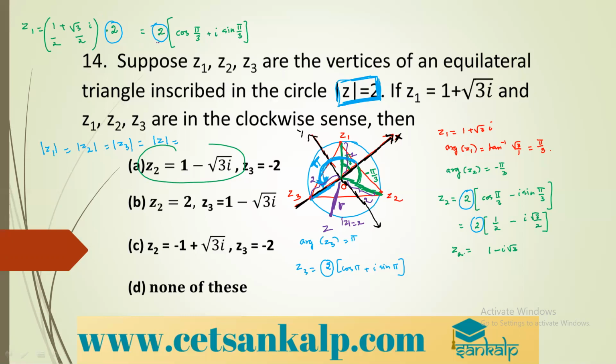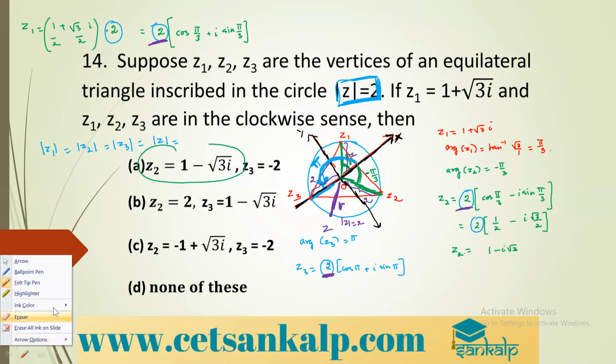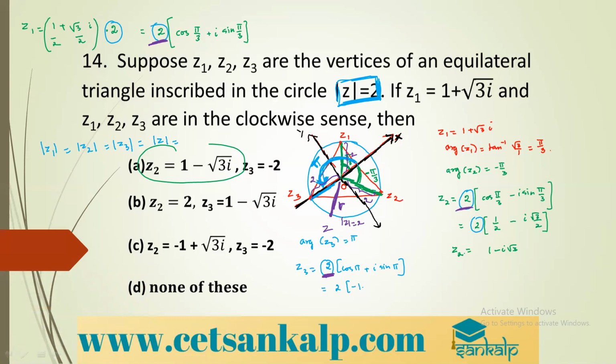That's why for Z1, R is 2. For Z2, R is 2. For Z3, R will be 2. Everywhere R I am taking same. Okay, that means 2 into minus 1 plus 0i. So Z3 is minus 2, which I have here. So option A is the correct option.